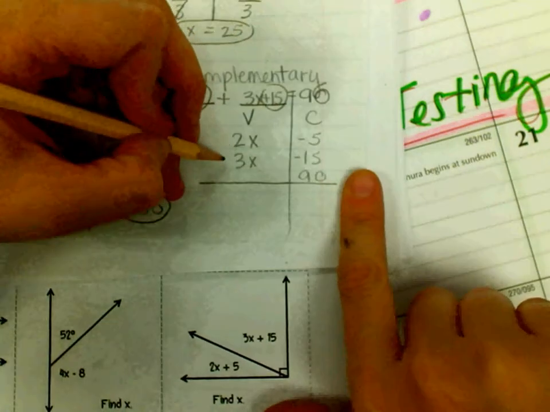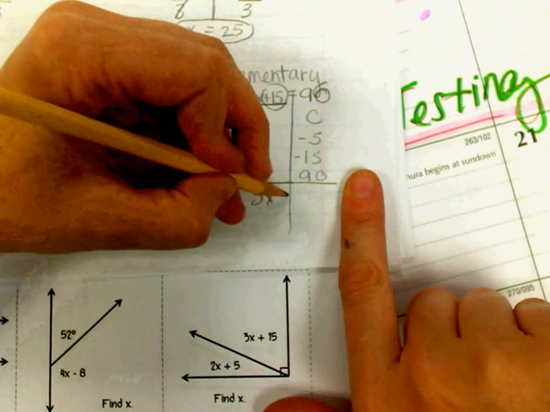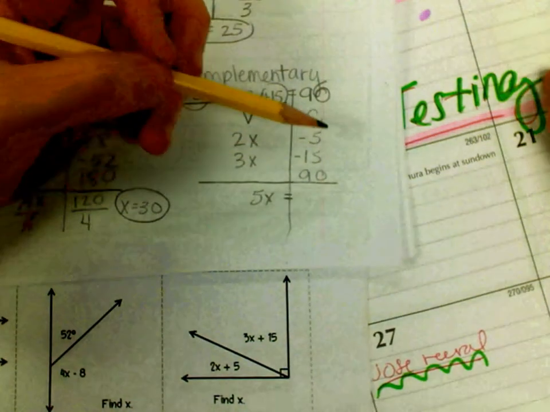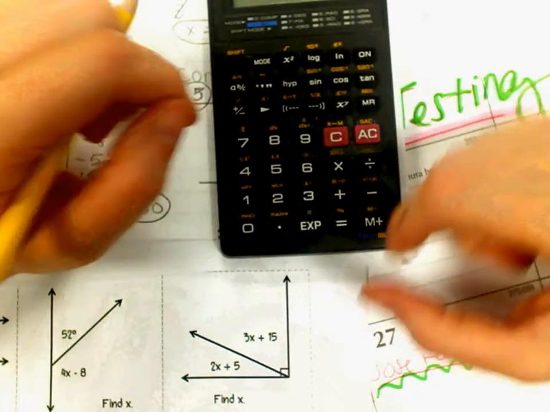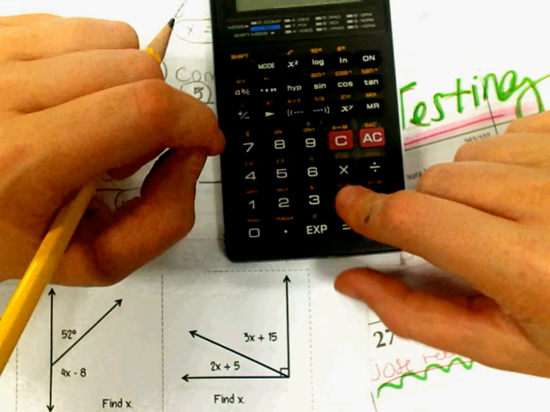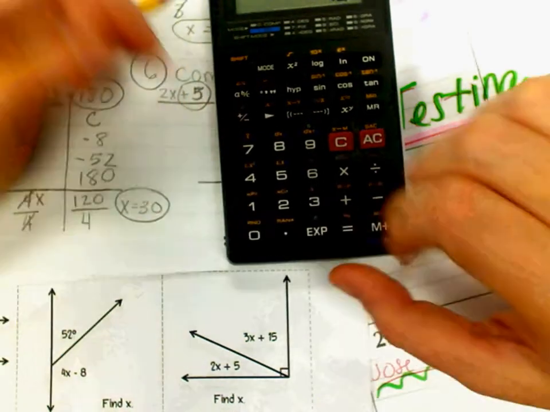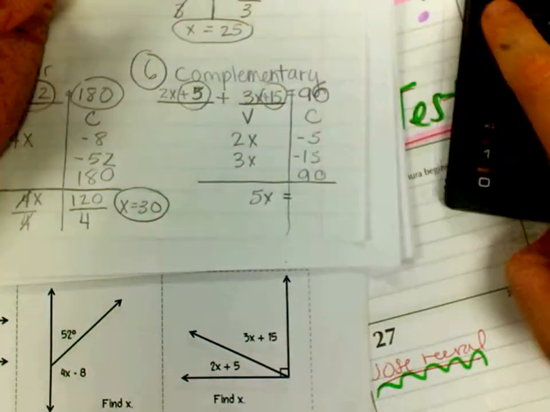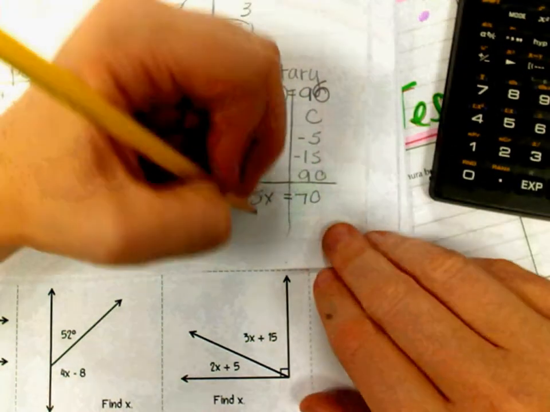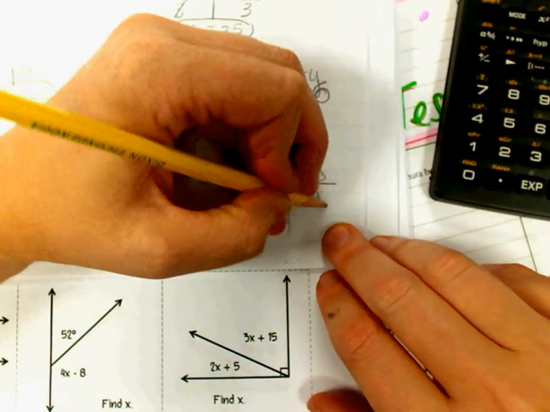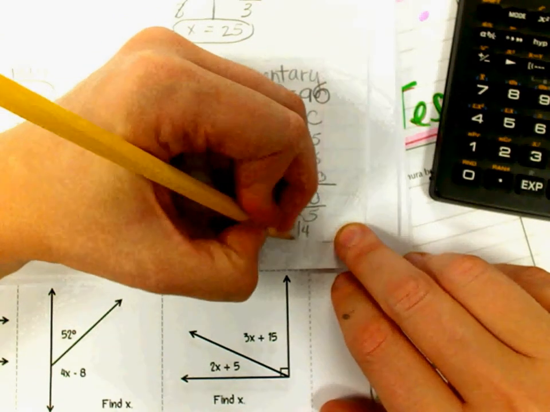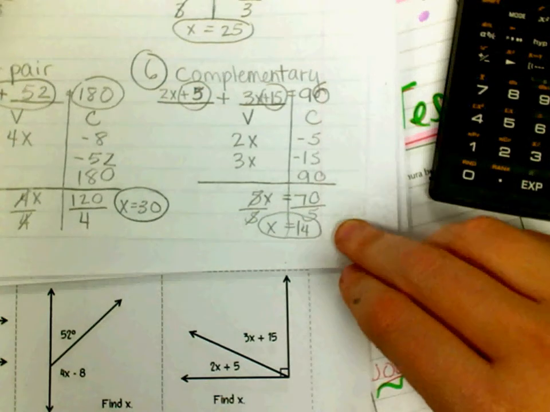Okay, 2x plus 3x is 5x. Now add up the constant terms. Negative 5 plus negative 15 plus 90. And that's 70. Divide by 5. And you get x equals 14. And we are all done.